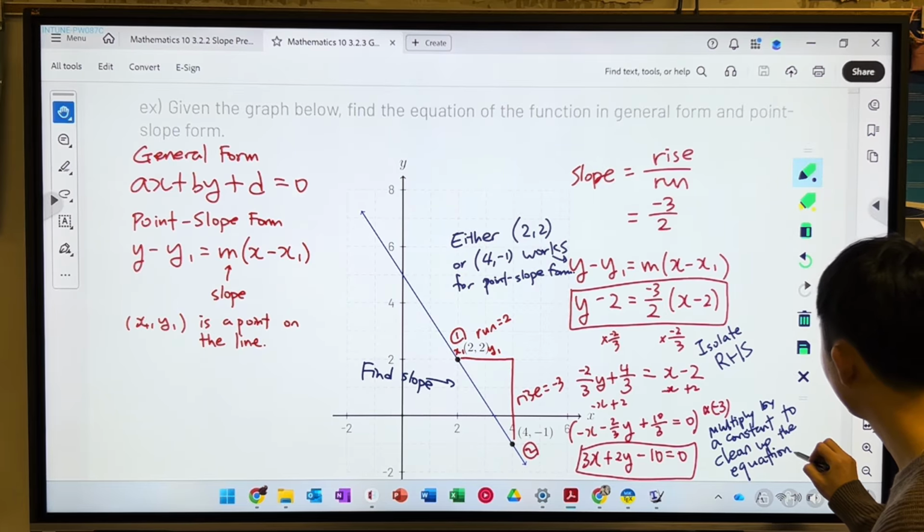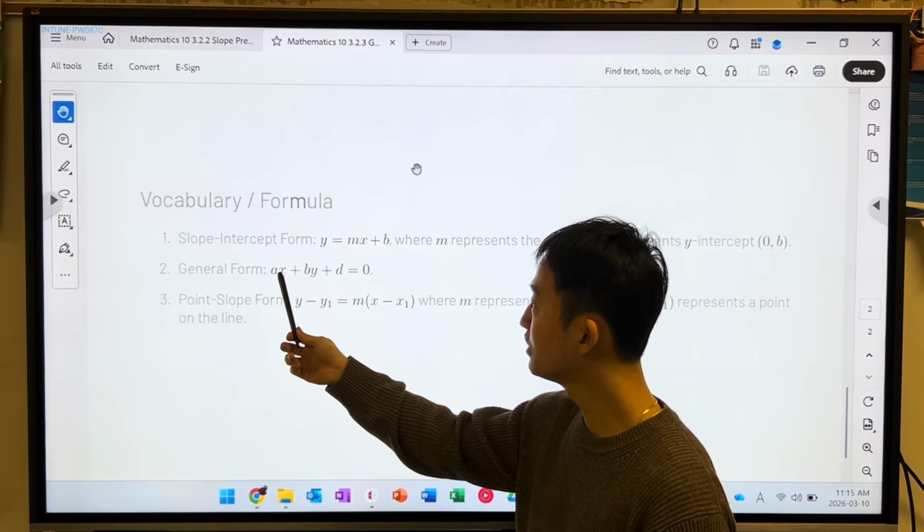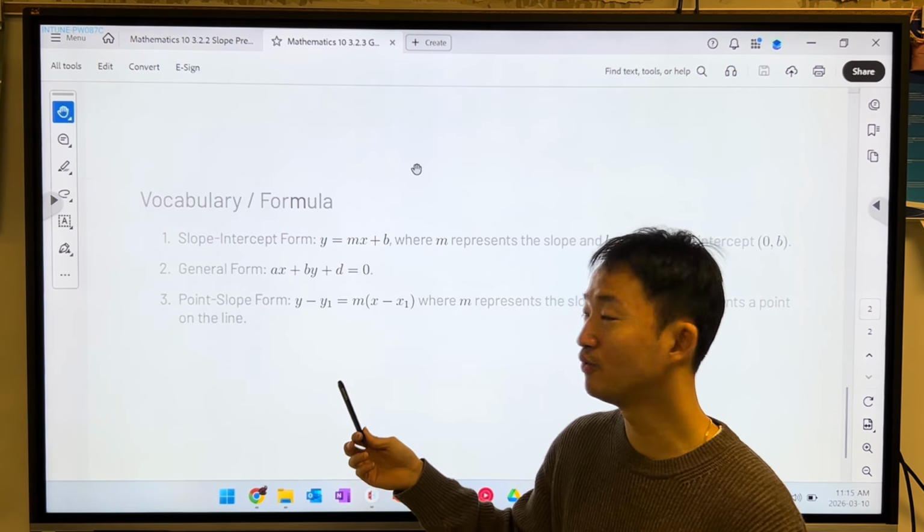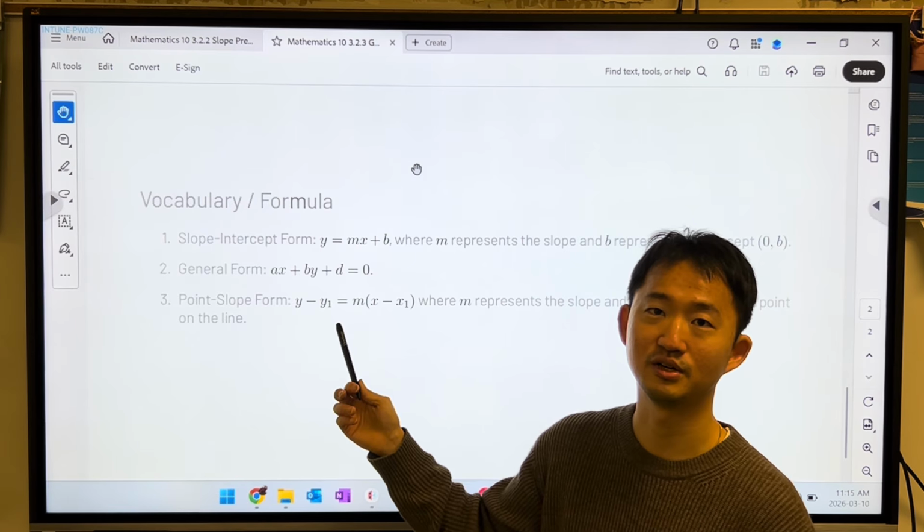Let's go through the formula that we've learned today. We learned about 3 formats: the slope-intercept form, general form, and the point-slope form. The slope-intercept form follows y equals mx plus b, where m is the slope and b is the y-coordinate of the y-intercept. The special thing about the slope-intercept form is that y is isolated on the left-hand side. The general form follows ax plus by plus d equals 0. The special thing about the general form is that the right-hand side is equal to 0.